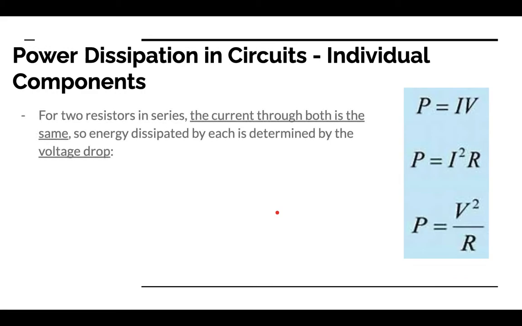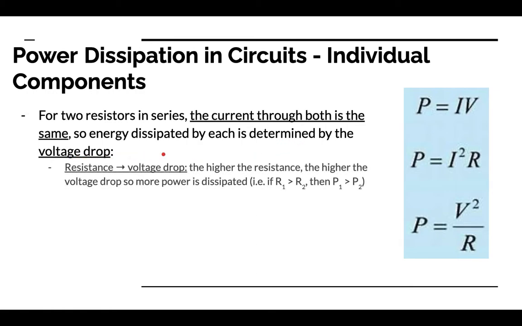If you're looking at individual components, for 2 resistors in series, the current through both is the same. So the energy dissipated by each is determined by the voltage drop, since the voltage drop is what's going to be different between the 2 resistors. So again, we look at the resistance of each individual resistor. The higher the resistance, the higher the voltage drop, so more power is dissipated.